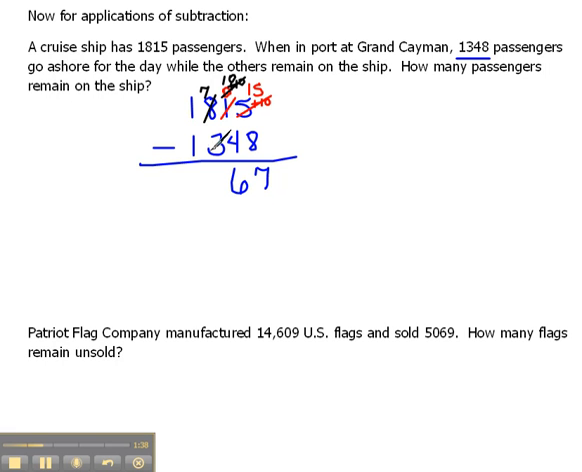Now we move to the next column. 7 minus 3, we can do that. That would be 4. And then 1 minus 1 is nothing. We don't have to lead with a 0. So we can just say that that would be 467 passengers remaining on the ship.